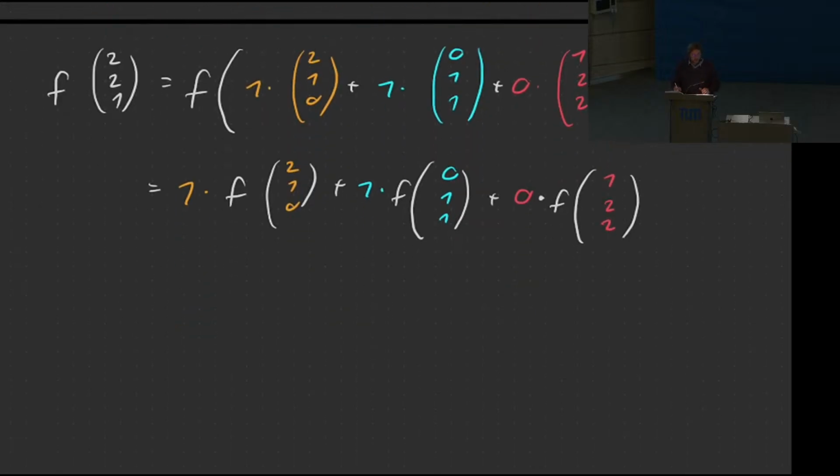And I do know the images of those three vectors because that's how I defined my f, right? It's right here on the sheet. So f of 2, 1, 0 is equal to 1, 1, 0. So that's 1 times 1, 1, 0, plus f of 0, 1, 1 is 0, 1, 1. So 1 times 0, 1, 1.